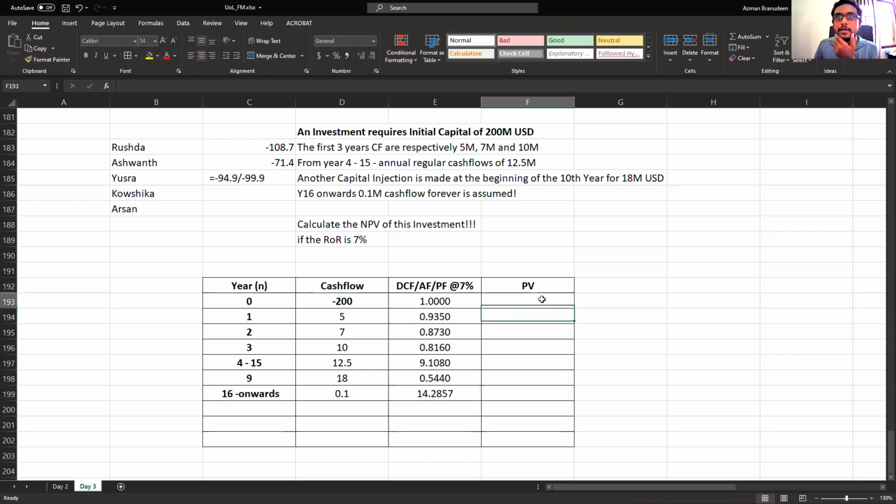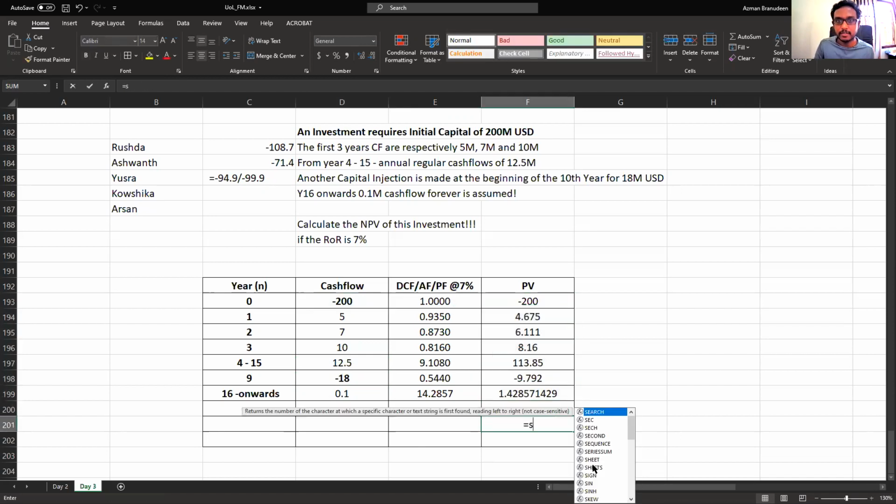Okay. Now, this is a minus, no? This 18 is a minus. So I get my present value. I simply multiply this by this. Make this bold. Okay, right. Moment of truth.